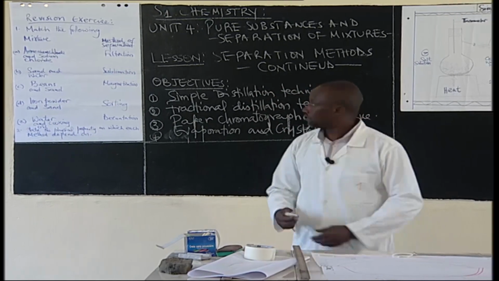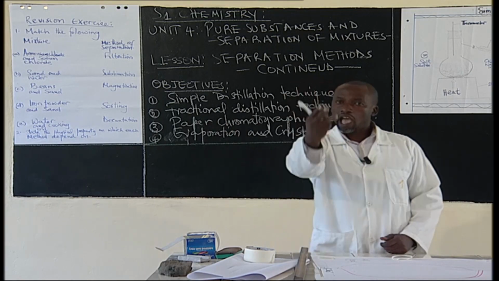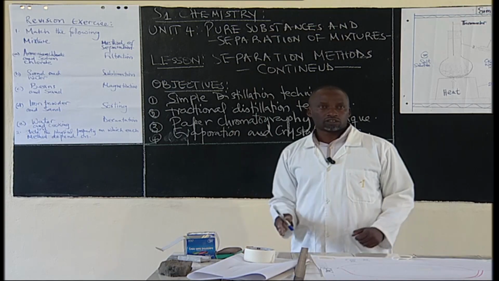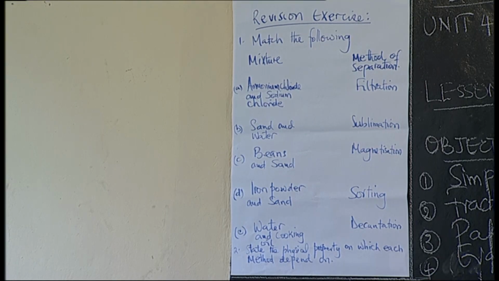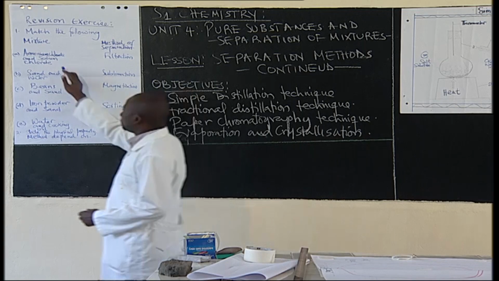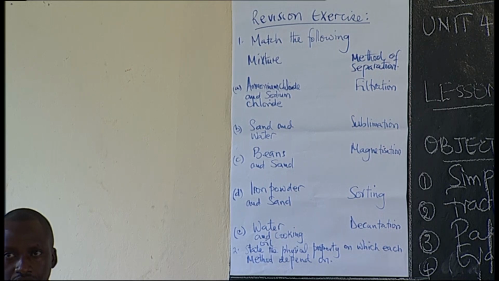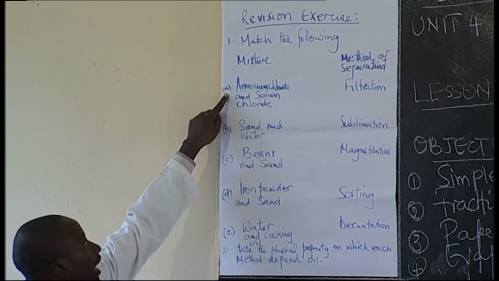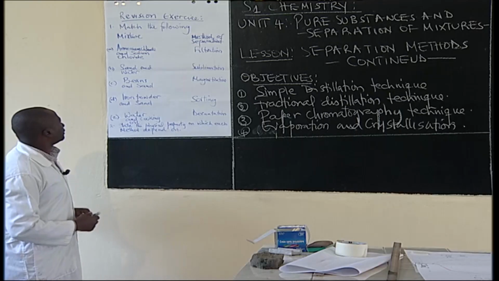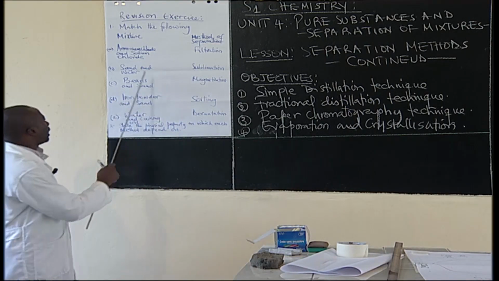So when you look at the exercise, it is asking us to match the following. We have the mixture, and then we have the method of separation. We are asked to simply match the mixture and the method that is used to separate that mixture. So let's start right away with our exercise, and then we work it out together. When we look at part A, it is ammonium chloride with sodium chloride.